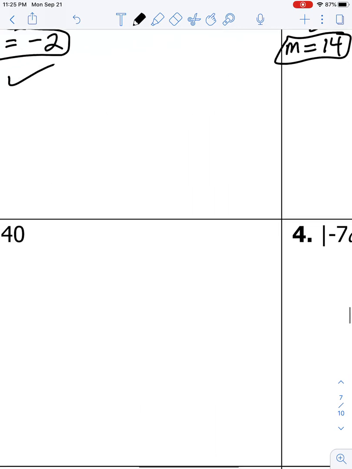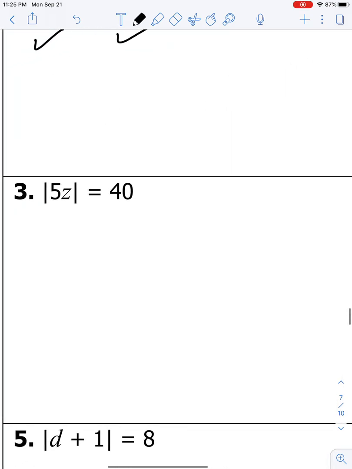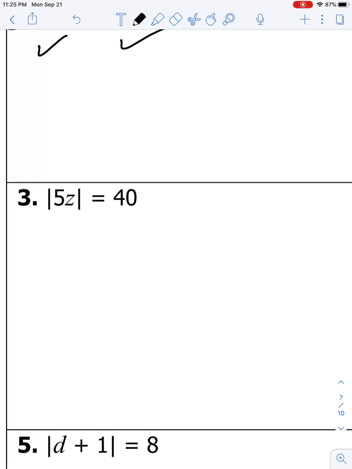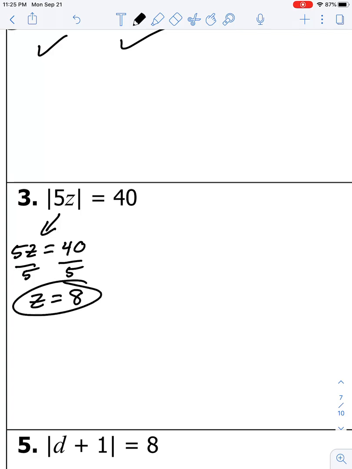Okay, now we come to number 3. All right, a little bit different. On number 3, it works the same way. I'm going to take what's on the inside, 5z, and set it equal to whatever's on the other side, which is 40. Now, we actually have to solve for z here, meaning we have to divide by 5, so z equals 8.